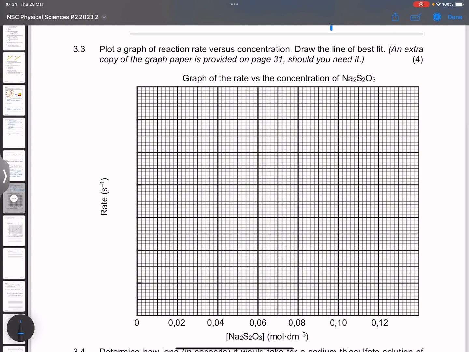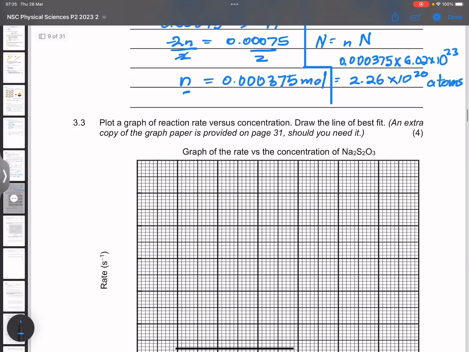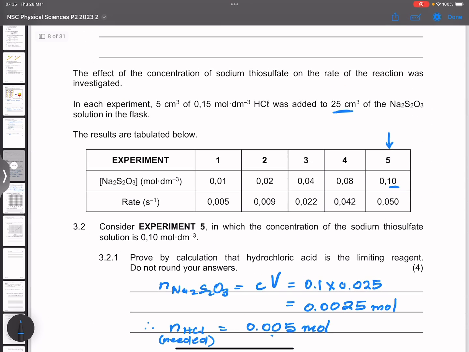So they say to us, plot a graph of reaction rate versus concentration. Draw a line of best fit. An extra copy of the graph is provided. Fortunately, they've already indicated the values for concentration there. They've got a scale. Now, let's look at the scale that we can take for rate. If you look at those values there, what would be a suitable scale that we can assume there?